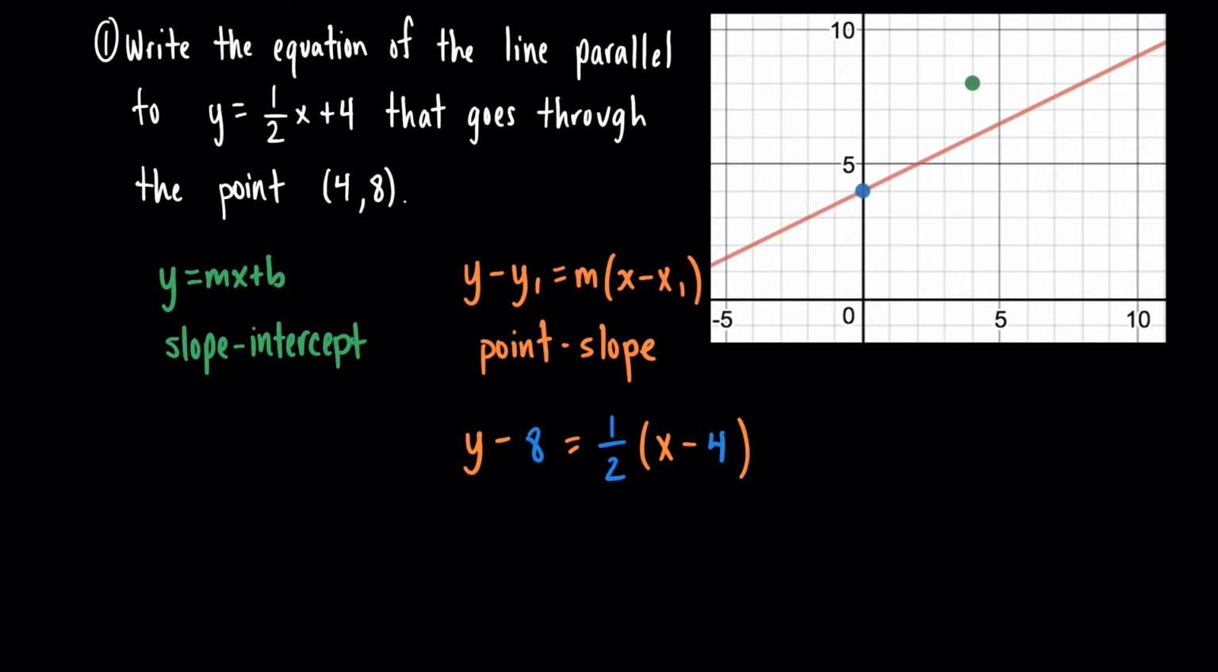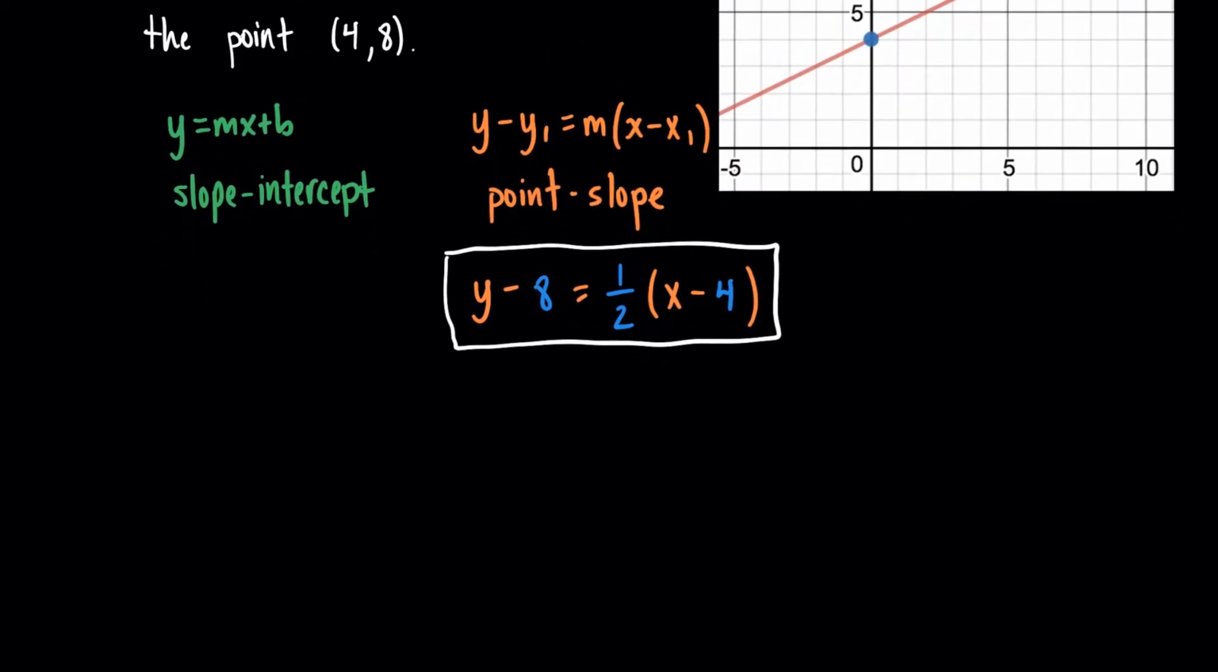Now, here's the funny thing. Depending on your teacher, this may be a completely acceptable answer. In fact, in my class, I say if you put this, I'm happy with this. This is a great answer. Some teachers may want you to simplify, or they may ask you to put it in slope-intercept form. Now, here's what's really nice about point-slope form. If you put it in point-slope form, you can change it to slope-intercept form really easily.